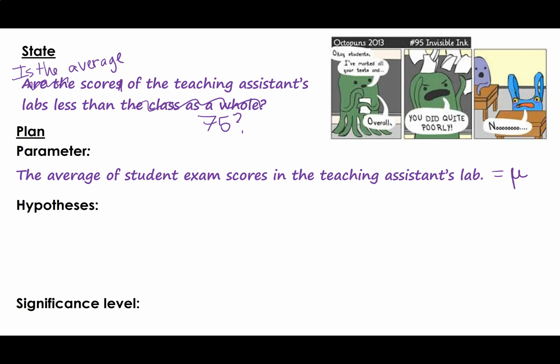The hypotheses here. We're going to start off saying, okay, the average score of all of this TA's students is 75. And the alternative is we're worried that they're lower. So mu less than 75. And our significance level, if you look back, I don't think it's specified in there. So we're going to use our default 0.05.